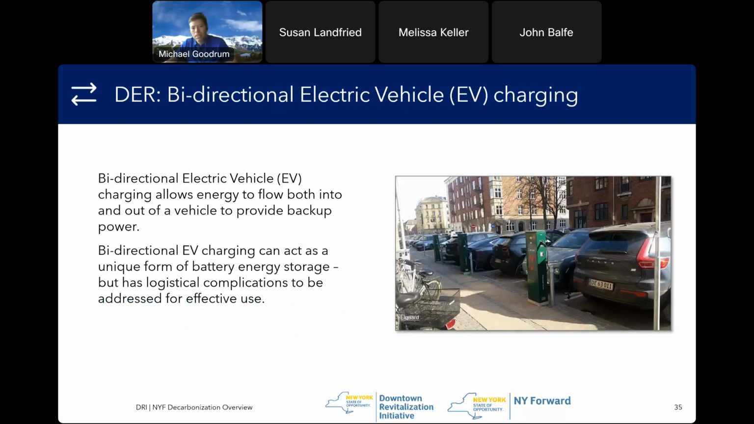Another option is bidirectional charging for electric vehicles. This is probably easiest for somebody that has a fleet of vehicles, or, if you had an office and a core set of employees that were always there and could make an agreement for doing bidirectional. But it's basically taking advantage of electric vehicles to use as a form of battery storage.